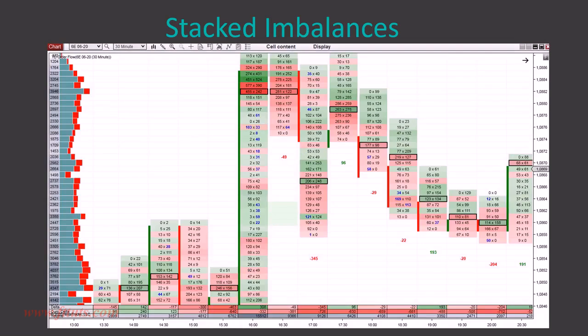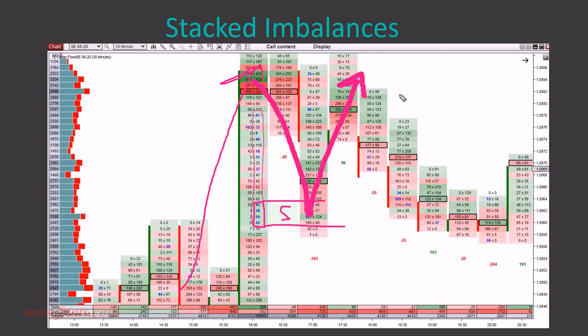Now, another nice example of the stacked imbalances. Also in a trend, strong buying activity in here. You can see that there were a lot of buying imbalances in this whole area, but the only place where they were stacked was in here. So this marks a strong support. The price made a pullback into this area and reacted to it very nicely.